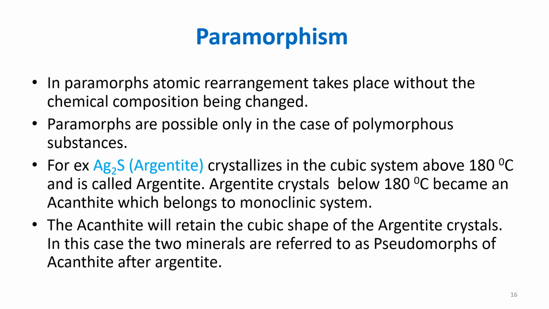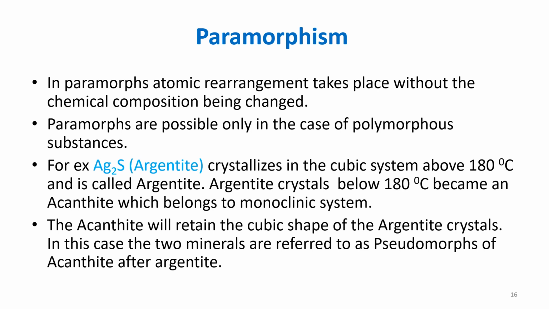Then the next phenomenon is known as paramorphism. What is paramorphism? In paramorphs, the atomic rearrangement takes place without a change in chemical composition. So the chemical composition will not alter, only the atomic rearrangement takes place. Polymorphs are possible only in the case of polymorphous substances. So some types of polymorphs will become paramorphs.